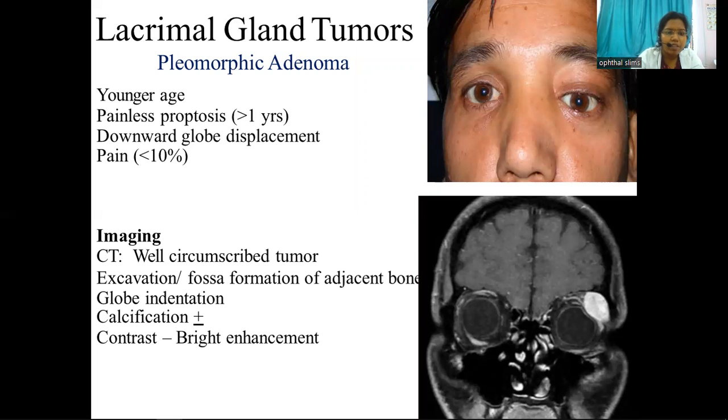It is a benign tumor, and the imaging will show a CT with well circumscribed tumor, excavation or fossa formation of the adjacent wall. So you can see the tumor here where there is excavation and fossa formation. There will be globe indentation. Here you can see where it has indented the globe, and calcification may be present or not, and with contrast it shows some bright enhancement. See, this is bright enhancement with contrast.